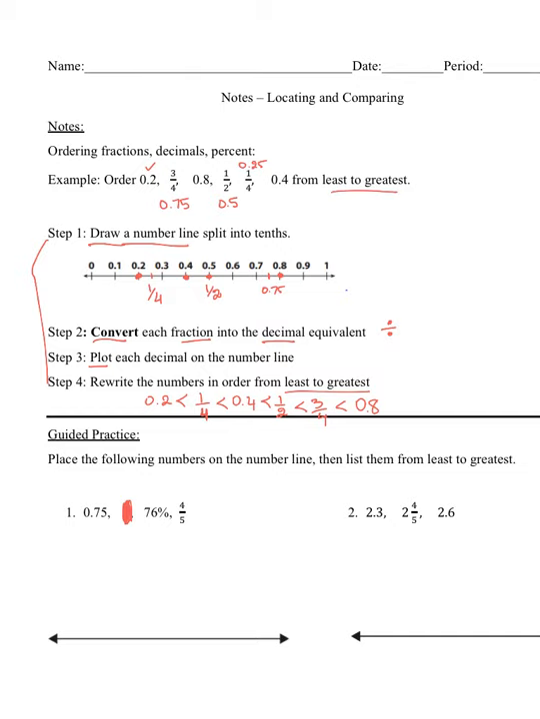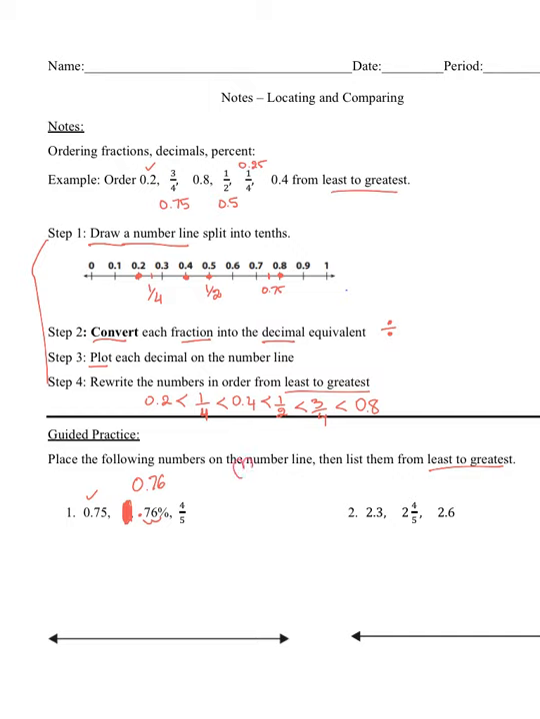Now I'm going to walk you through guided practice. Place the following numbers on the number line and then list them from least to greatest. Make sure you read the questions. Sometimes it's going to be greatest to least. Number 1, 0.75 is a decimal, so it's good. 76%. So you want to convert 76% to a decimal. Move the decimal 2 places to the left.